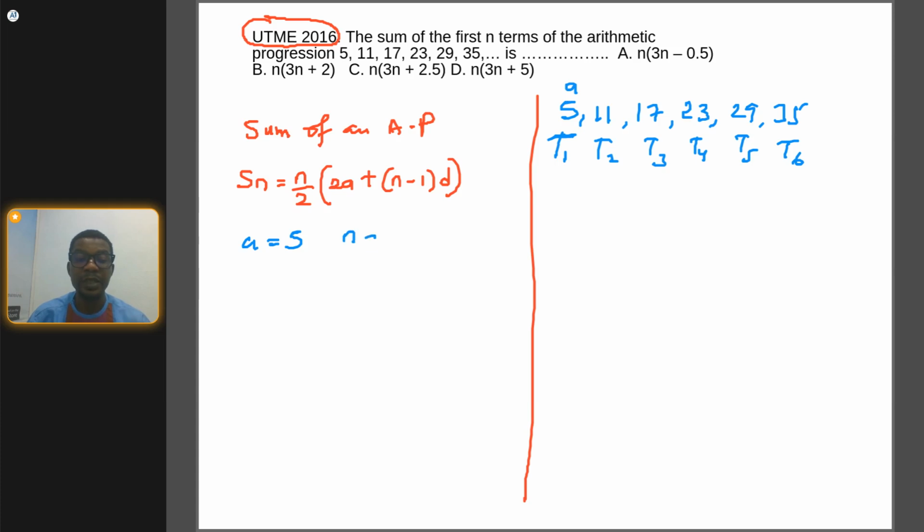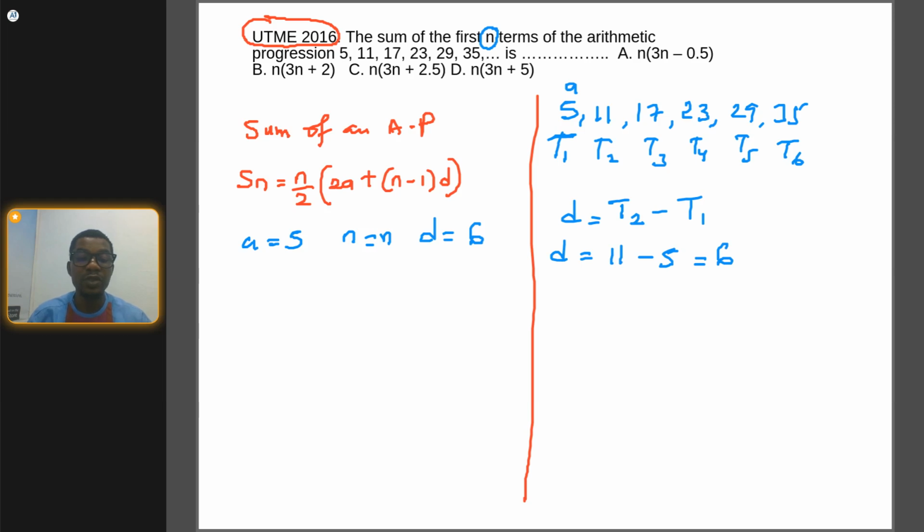Now n still remains as n because we are not given the exact term to check. They just say the nth term. So n still remains n, but we need to get d. d equals T2 minus T1. T2 is 11, minus T1 which is 5. When you take the subtraction of this, you'll get 6. So d equals 6.